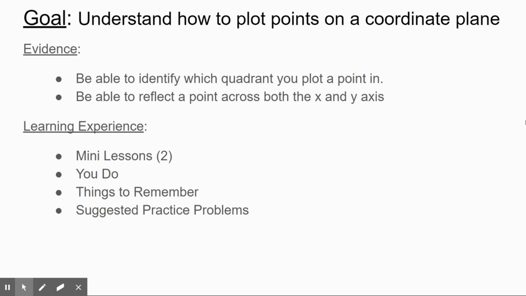So learning experience-wise, we're going to do two mini lessons, one on plotting points, one on reflecting them. There's going to be a you-do problem. We'll review things to remember, and then we'll leave you with some suggested practice problems.